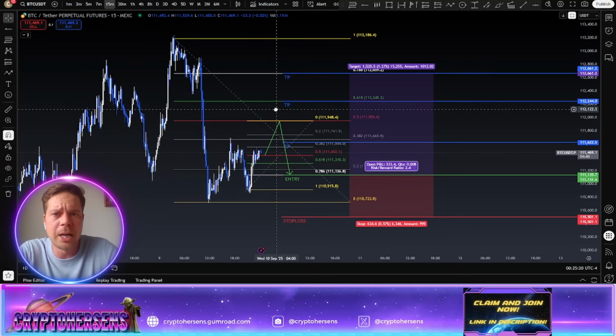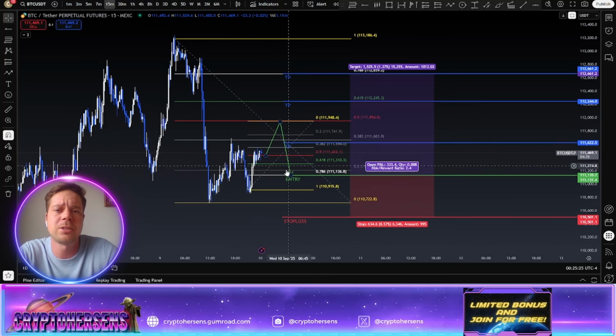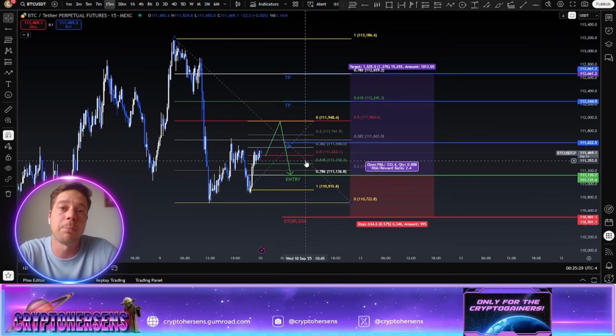And for now, I'm expecting BTC to retrace to the 50 line, come back to the 786, because there's a small fair value gap, to eventually go back up again, right?